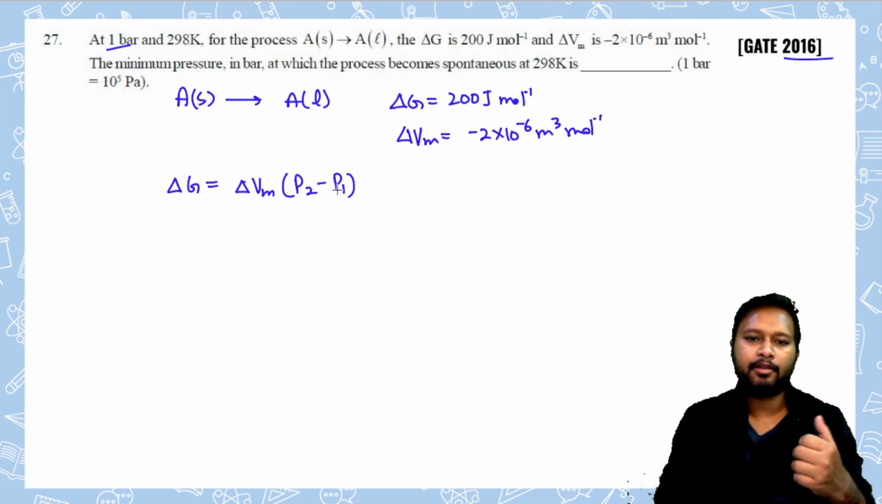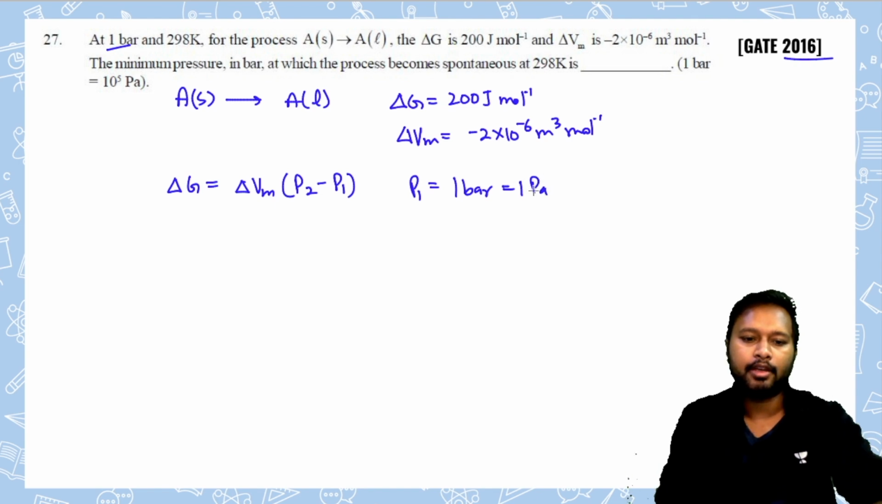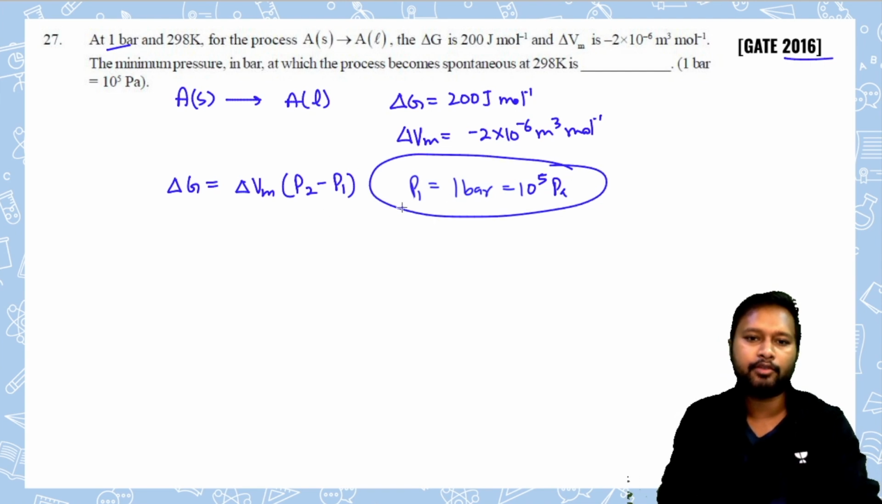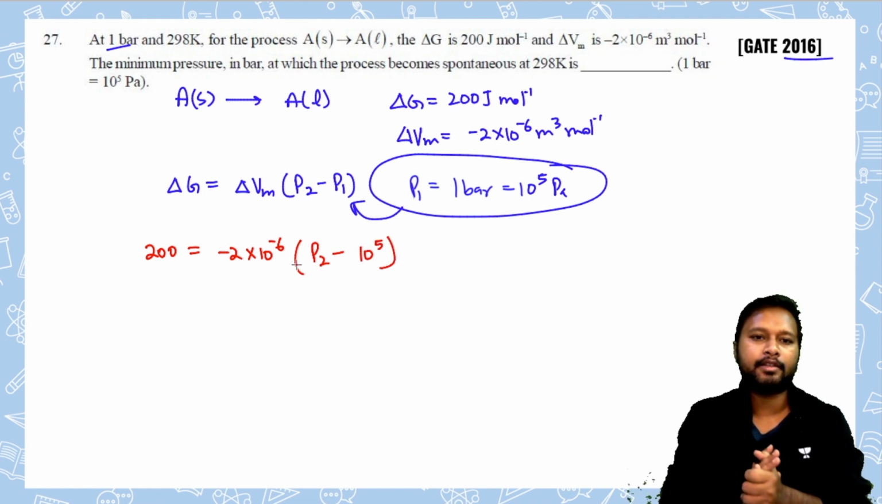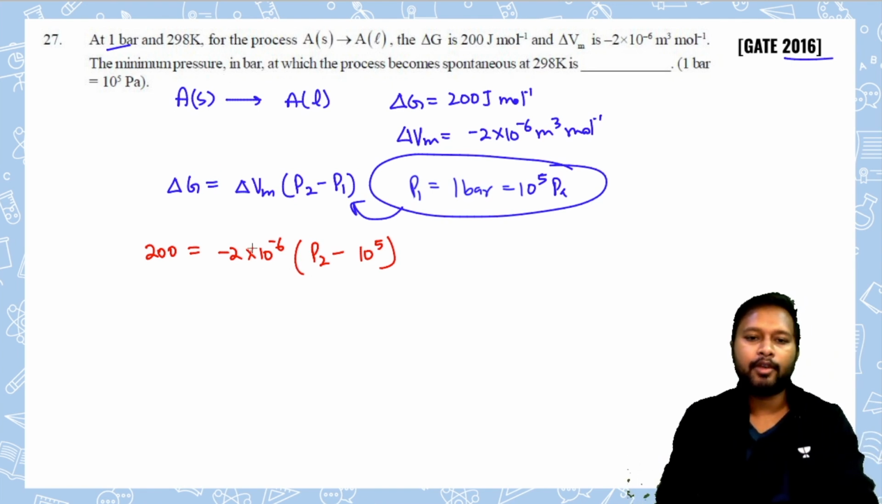Let's keep P1 as 1 bar, or let's keep it in pascal. Oh, sorry, 1 bar means 10 to the power 5 pascal. Okay, this is what we are going to substitute here. So delta G is your 200 joules, delta Vm is minus 2 into 10 to the power minus 6, and P2 is what we have to calculate, and P1 is 10 to the power 5. We are putting pressure in pascals. Okay, so they are asking the answer in bar. We will later on convert this. Now just solve this up.